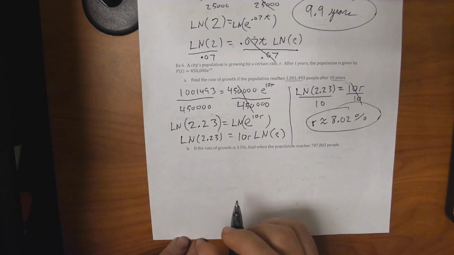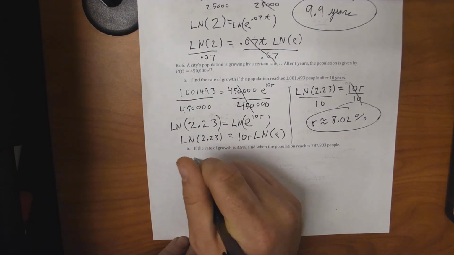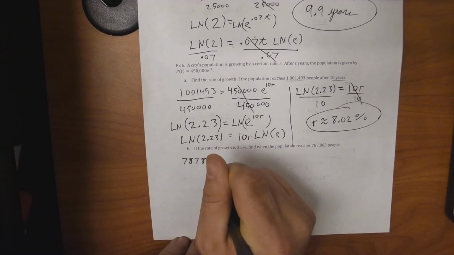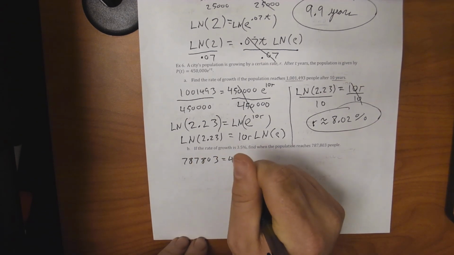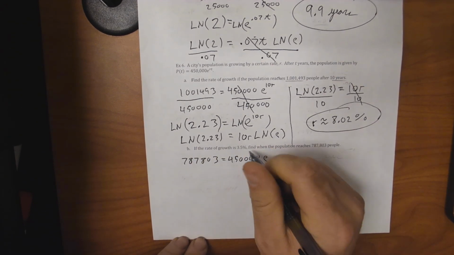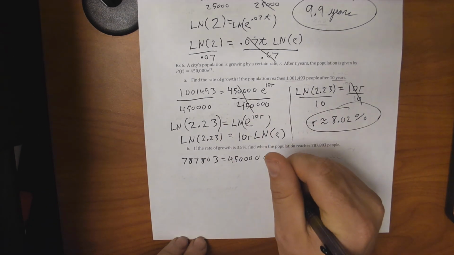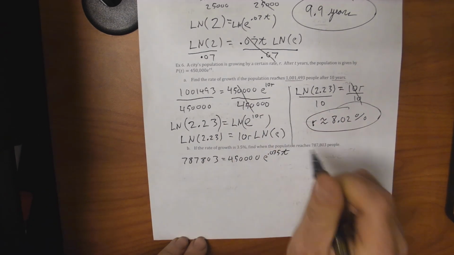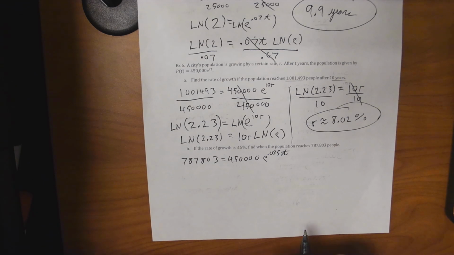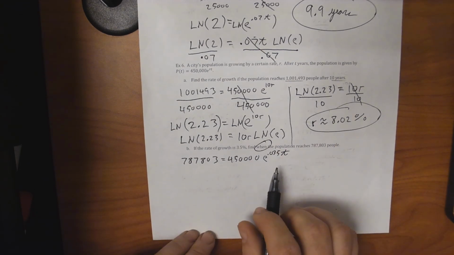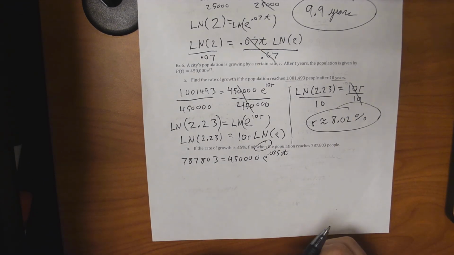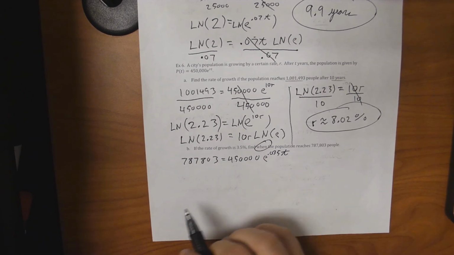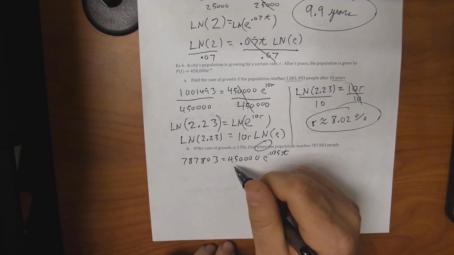So plug that number in for the population. And then set r to 3.5%, which is 0.035. And this time t we don't know. If it's asking for when, that means we don't know what t is. And solve the equation. And again, solving this is going to be identical to all the previous examples. You're going to divide, log both sides, pull the power down, wrap it up from there.